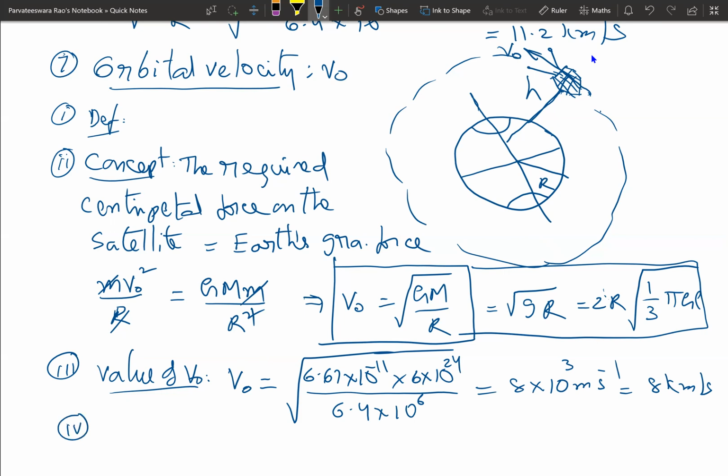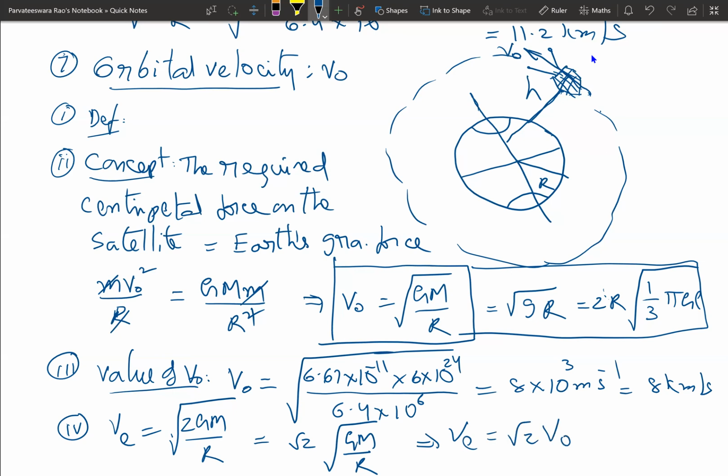Next, we got VE is equal to square root of 2GM by r. This is root 2 into root GM by r, which implies VE is equal to root 2 V naught.